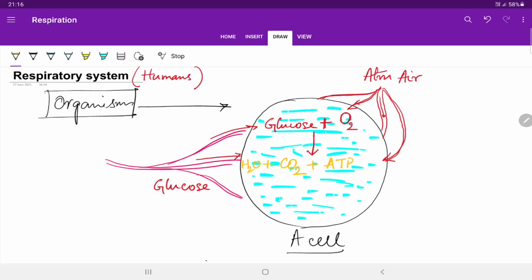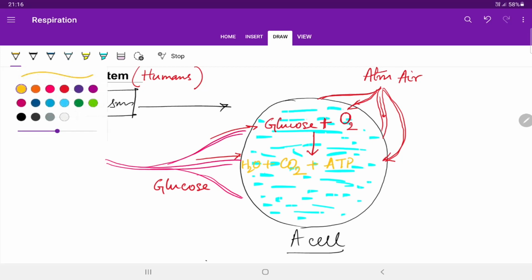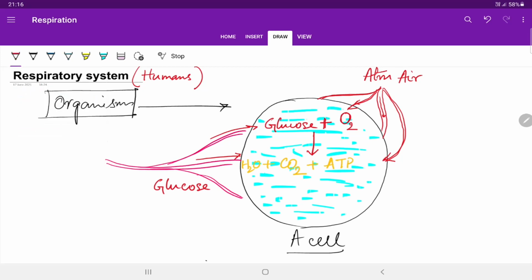Okay. So our concern is about the carbon dioxide. What happens to the carbon dioxide that is produced here? As we know, carbon dioxide cannot be stored inside the cell. So the carbon dioxide is taken out of the cell and transported back through the bloodstream, and it is exhaled out of our body.